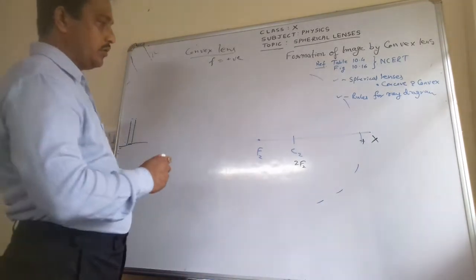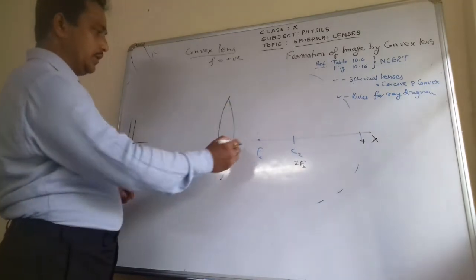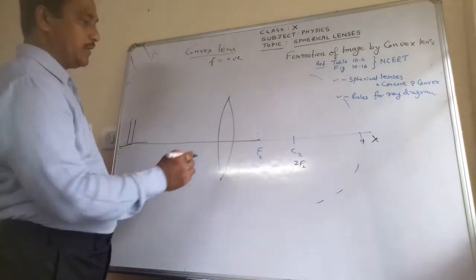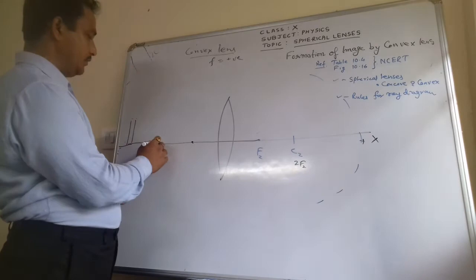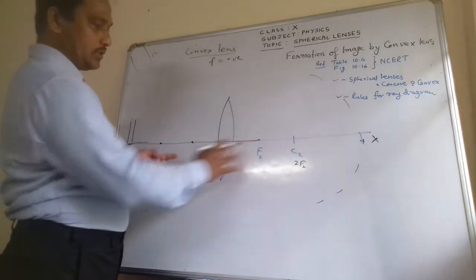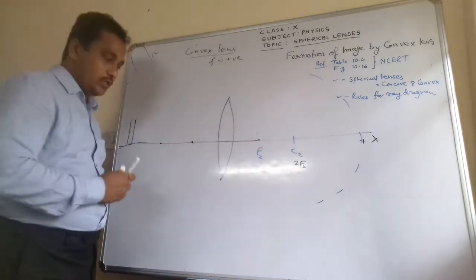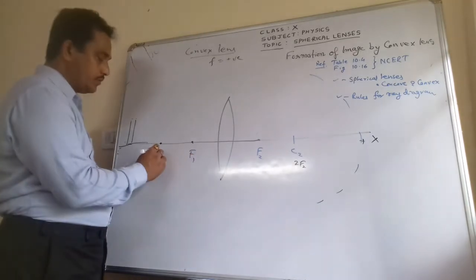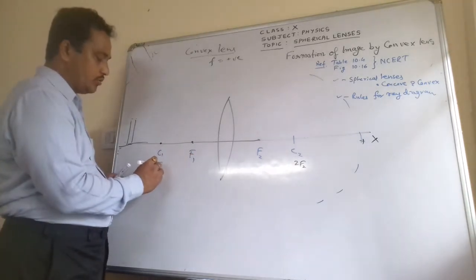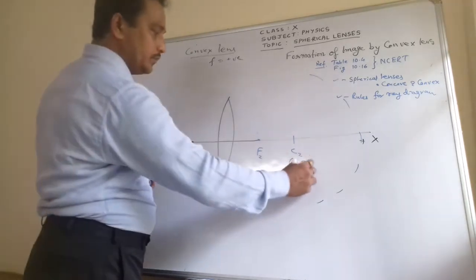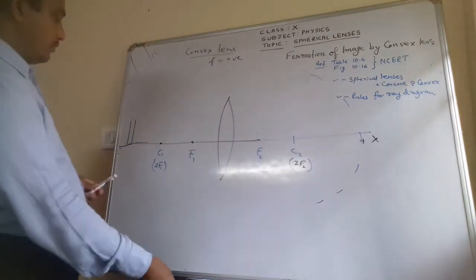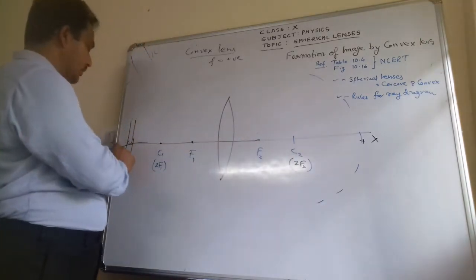So this is the convex lens, and this is the principal axis, focus, and center of curvature. The distance should be the same. Keep this in your mind. So this is F1, C1. This is also called 2F1. Like here, we will draw the object.